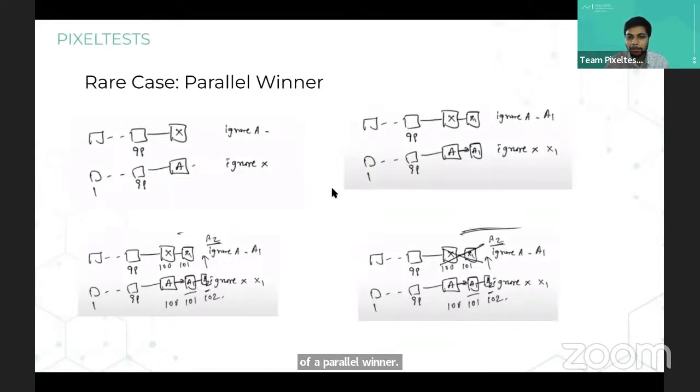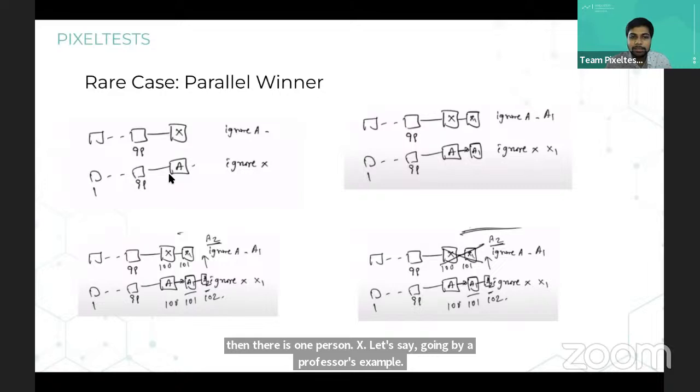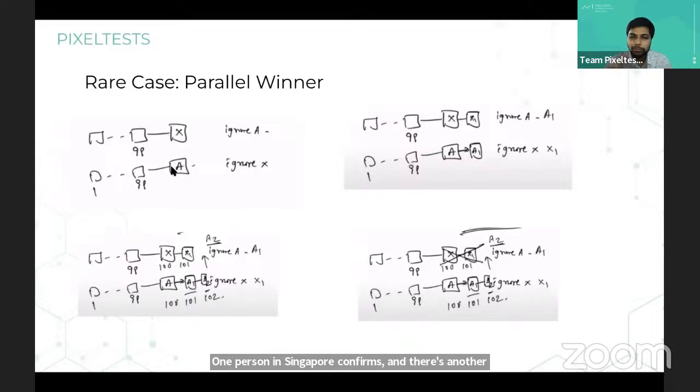Now we'll see what is going to happen. Thank you, Ravindra. Now let's say there are 99 blocks that are already confirmed on the blockchain. Then there is one person X, let's say going by the professor's example, one person in Singapore who confirms, and there's another person, let's say A, who confirms another block roughly around the same time. Both of them put the previous block's hash, connecting that block to the new one.